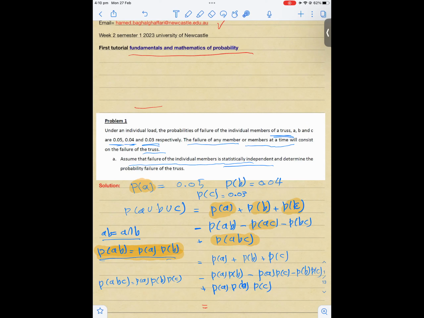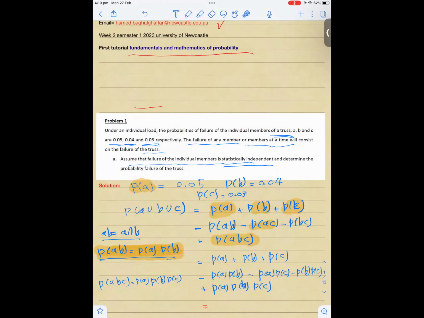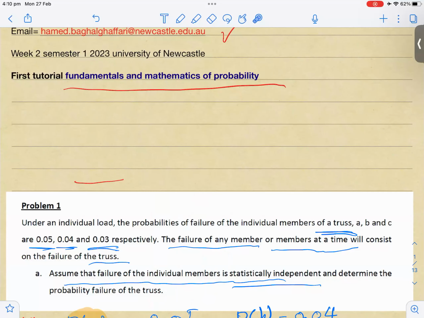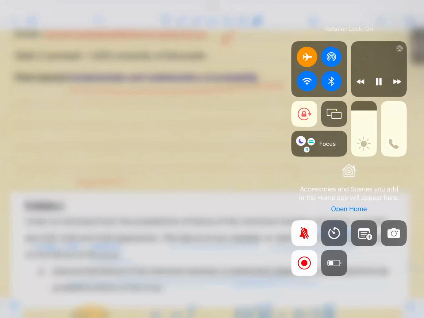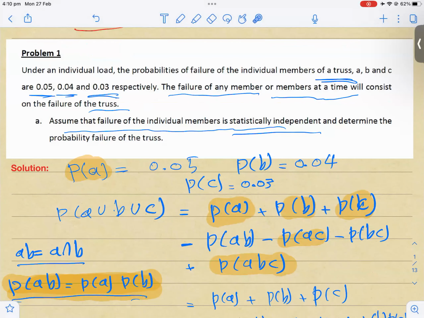So I'm a little bit not happy with the screen. So what I can do is this. Better. So this is a little bit better, yeah? All right. So we got the A, B, C, okay?